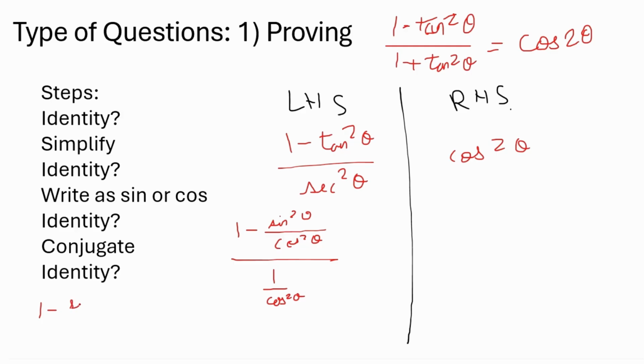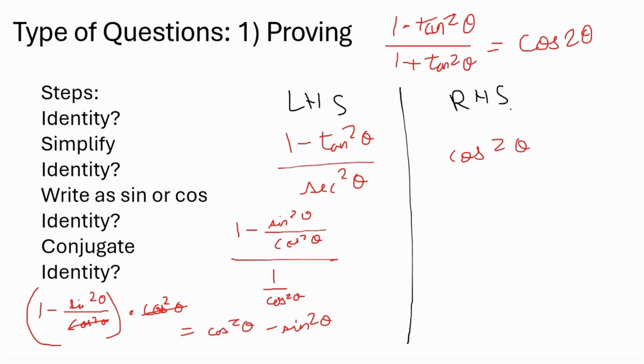My 1 minus sine squared theta over cos squared theta, and I'm dividing it by 1 over cos squared, so technically I'm multiplying by cos squared theta. So give this to both of them, this gets cancelled and this turns into cos squared. So it becomes cos squared theta minus sine squared theta.